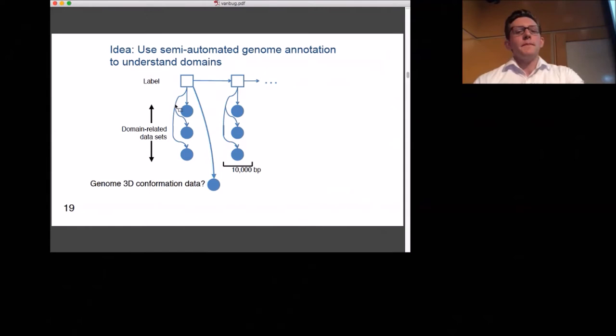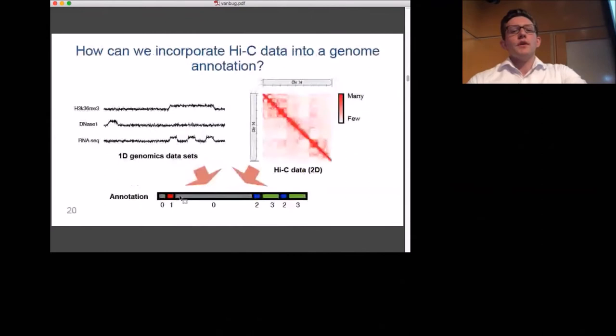Now, that works so far, except that we would also like to incorporate information about the genome's 3D conformation. So what do I mean by that? Did my slides get out of order here? Okay, I think they did a little bit.